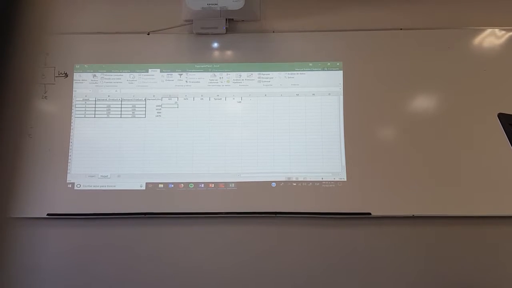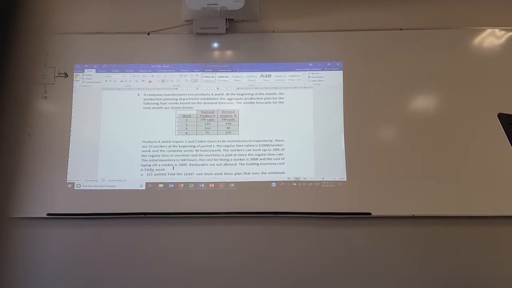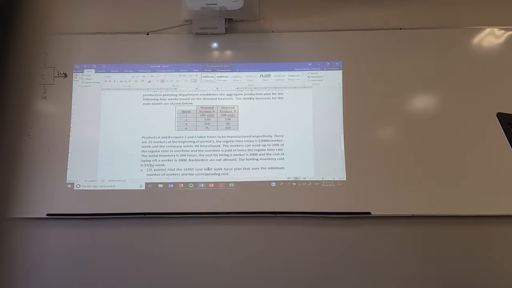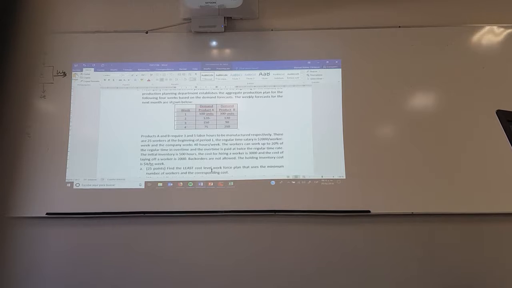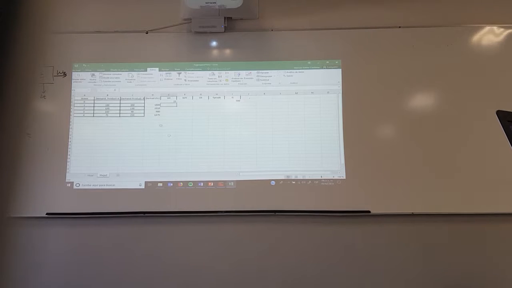Okay, now, let's see the first question. The first question says, find the least cost level plan. We need to find the level workforce, meaning that W1 has to be equal to W2, equal to W3. Level workforce means the same number of workers. And remember, we can only hire and lay off workers at the beginning of period number 1. So, let's not forget this.